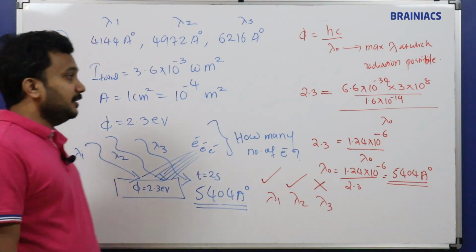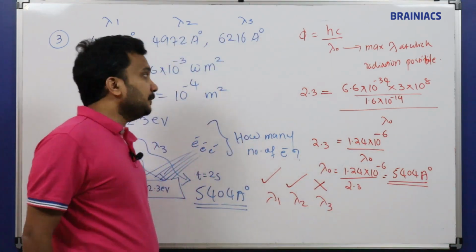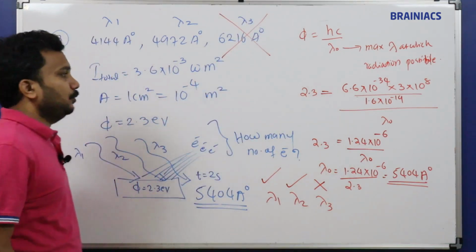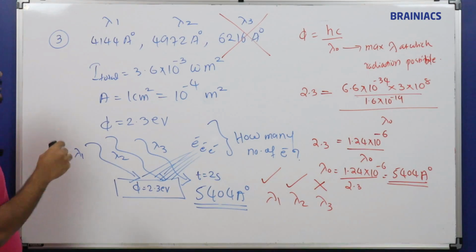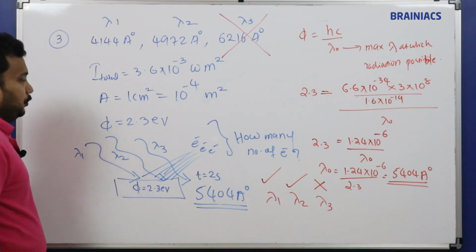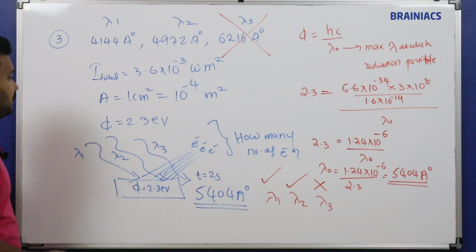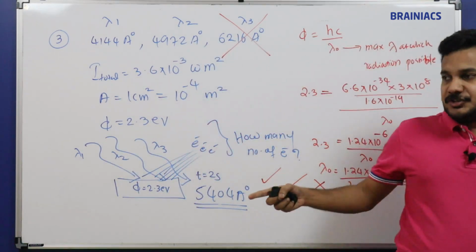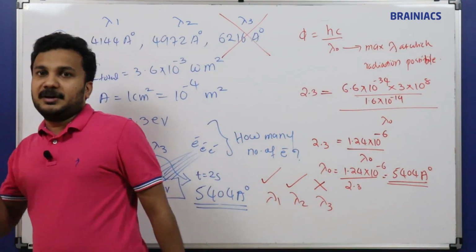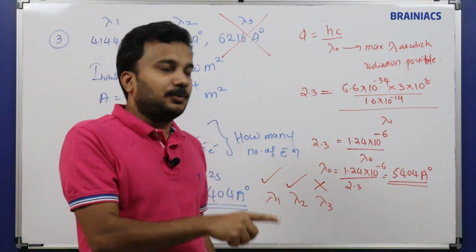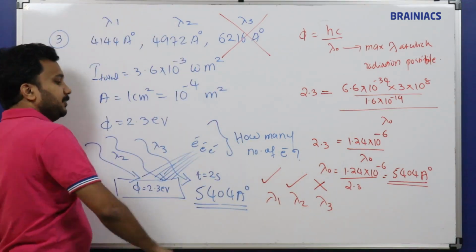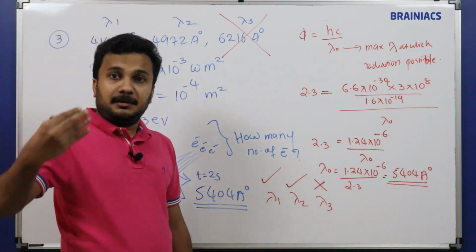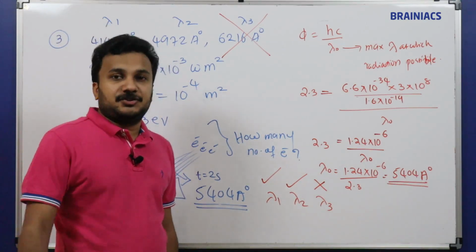The question is not completed, but we understood one conclusion. I don't want to consider lambda 3; it is out of scope and not relevant for me. I only have to consider lambda 1 and lambda 2. Hope this is clear. So this is one of the conclusions: if certain values of lambda are given along with the work function, you have to ensure the given light wavelength falls below the threshold wavelength of the work function. Then only the radiations are possible.